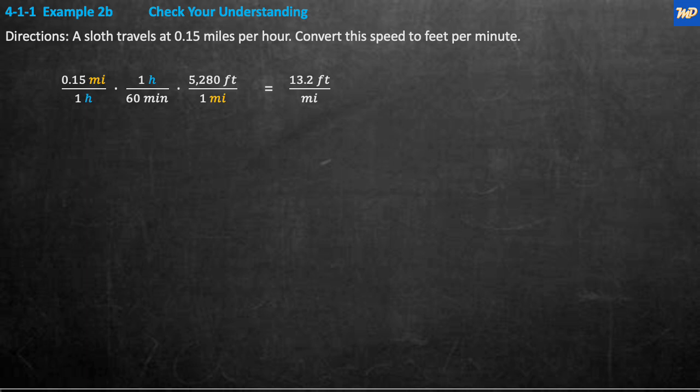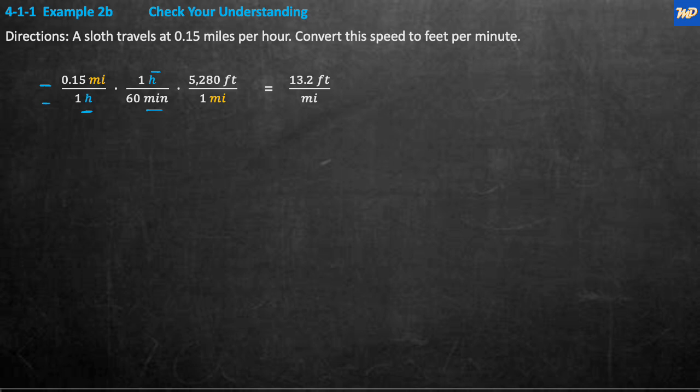Okay, now that you're back, what was it? A sloth travels at 0.15 miles per hour. Convert this speed to feet per minute. Okay, so we're going to start off by writing what the sloth does. The sloth travels at 0.15 miles per 1 hour. And we want to get rid of the hours. So we have to multiply with a unit converter, if you will, that has the hours on the top, and what we're trying to get to on the bottom. Because the hours are on the bottom over here, we've got to cancel it with hours in the numerator over here. And we want just minutes left in the denominator.